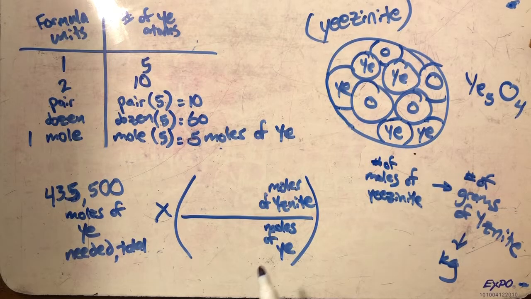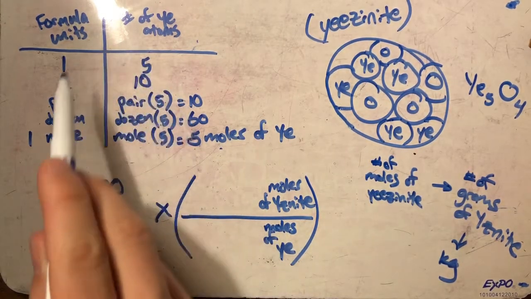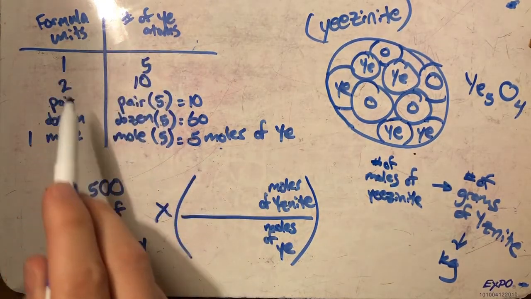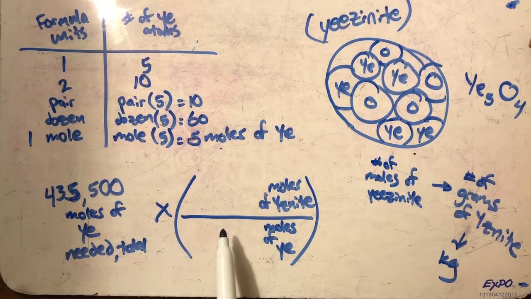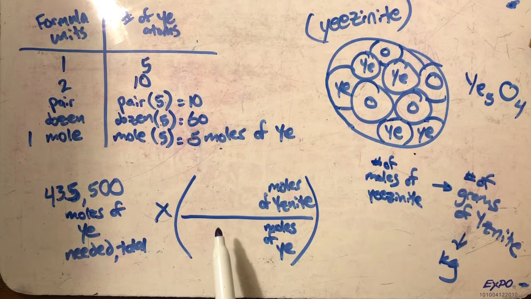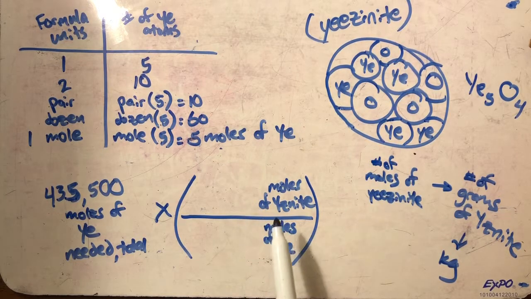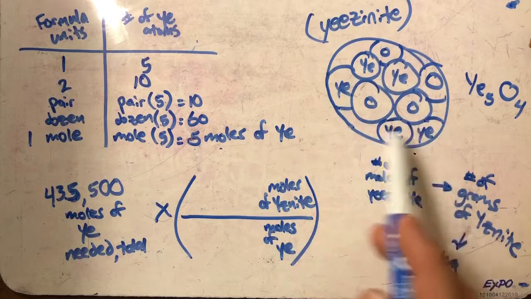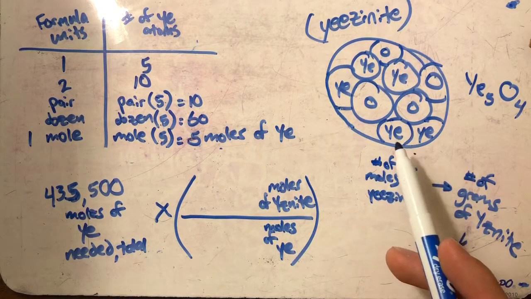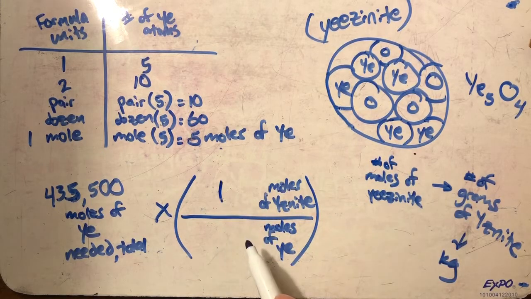Okay, and if we look up here, this is one of the important tasks that you need to be able to do, is use these numbers and figure out where to put them in your conversion factor. Okay, so we know that, well, just think about which one's supposed to be bigger. For every mole of Yeezinite, we're going to have 5 moles of yttrium. And so that probably means that for 1 mole of Yeezinite, we're going to have 5 moles of yttrium atoms.